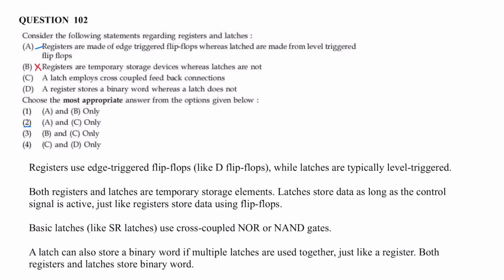Statement C, a latch employs cross-coupled feedback connections. Statement C is correct. Statement D, a register stores a binary word whereas latches do not store. Statement D is incorrect. Both registers and latches store a binary word. Therefore the correct answer is option 2. A and C are correct.